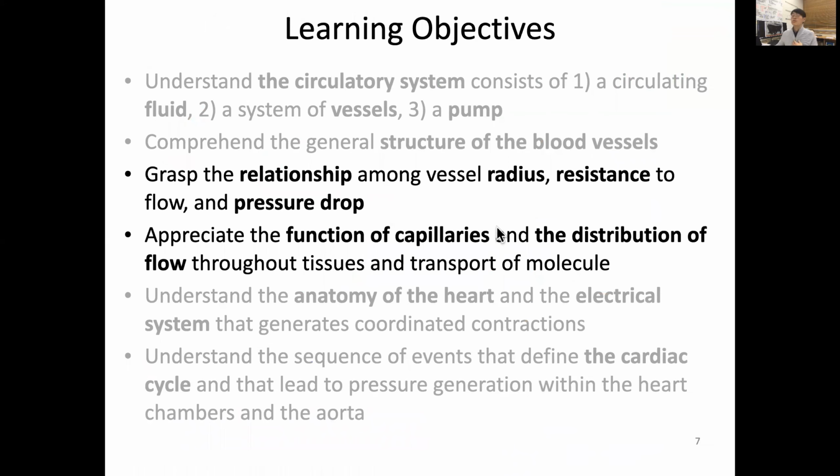Next time we will look at this part from more of an engineering point of view: vessel radius, resistance, and pressure drop. Thank you for your attention.